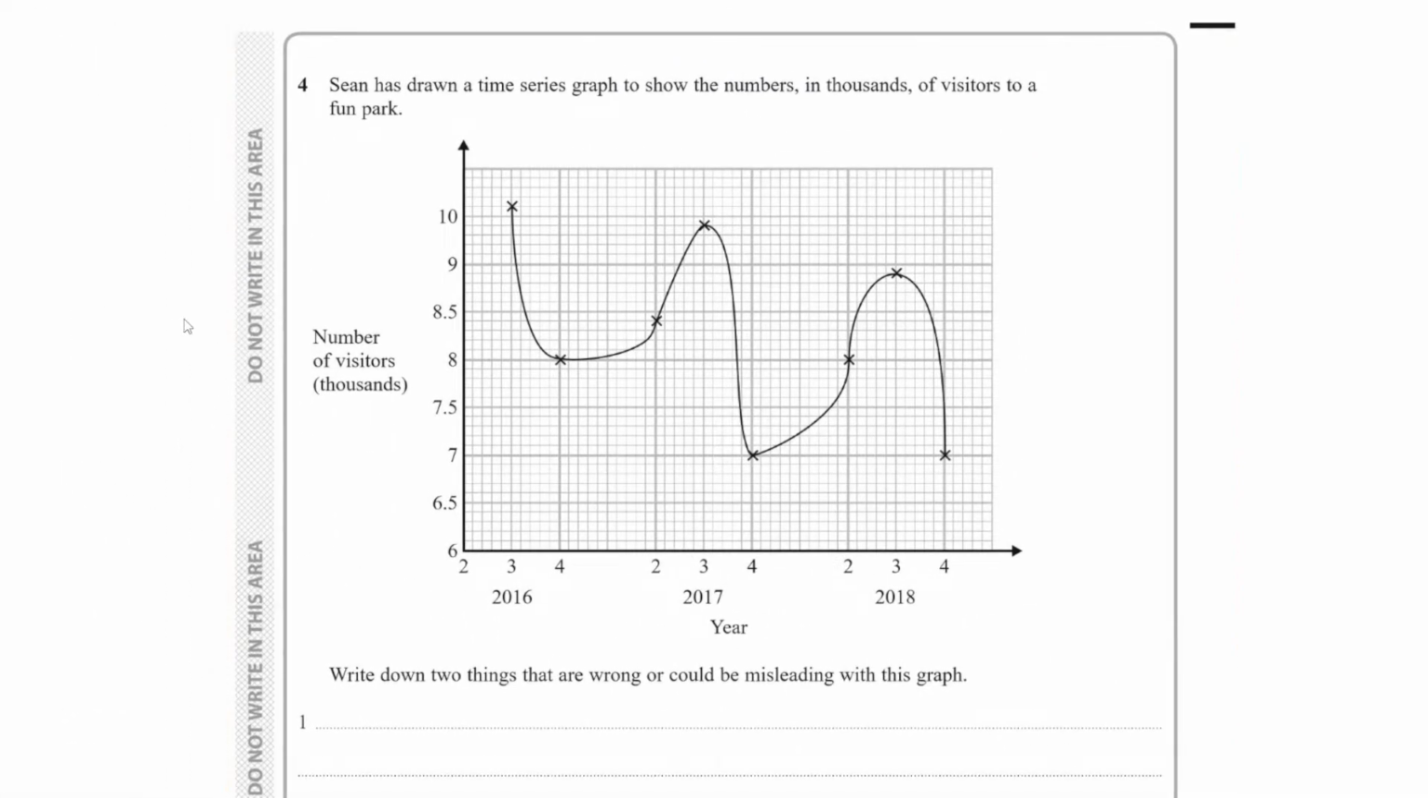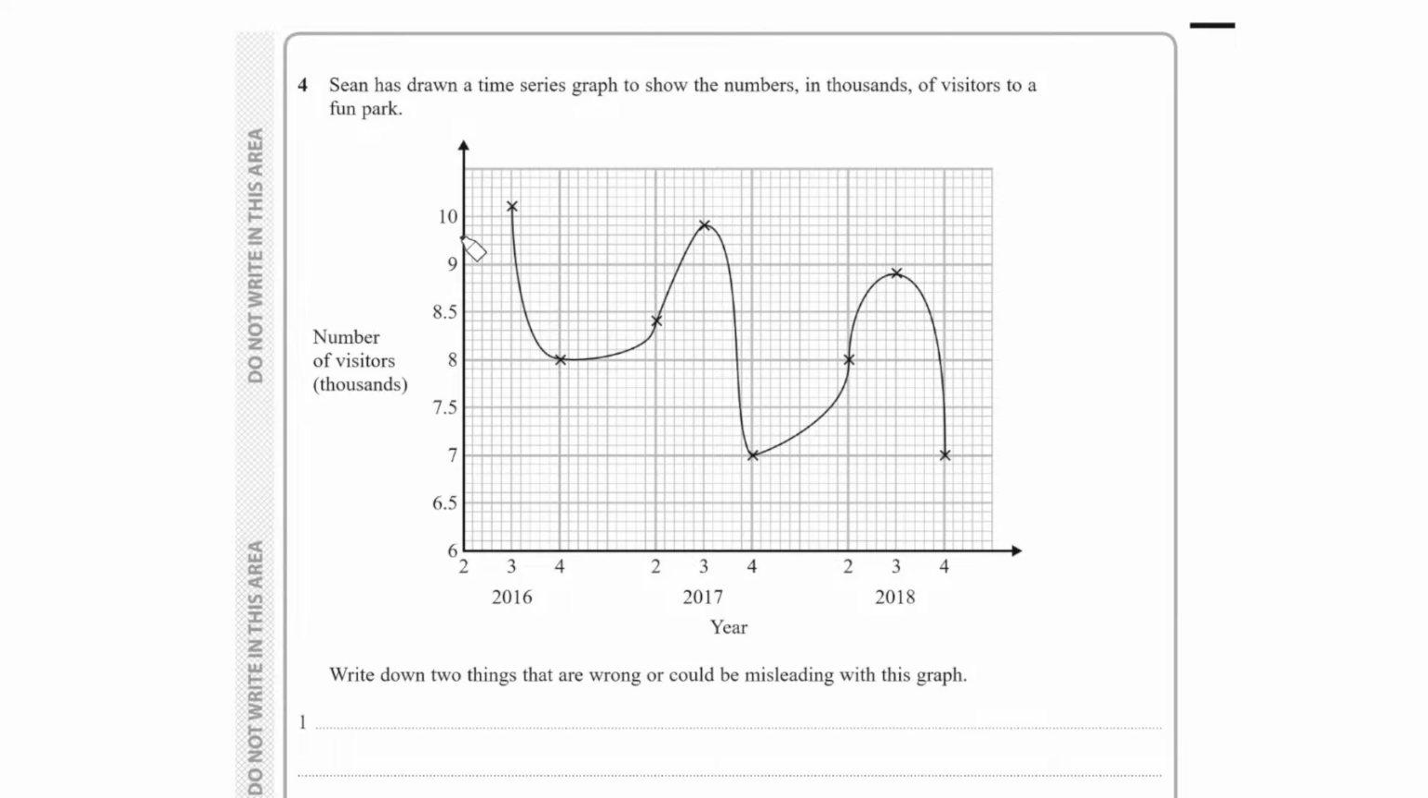So question 4, Sean has drawn a time series graph to show the numbers in thousands of visitors to a fun park. Write down 2 things that are wrong or could be misleading about this graph. So just have a look at all the axes, how they're labelled, the numbers, all of that to see if there's anything wrong.